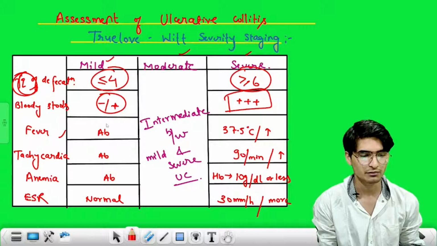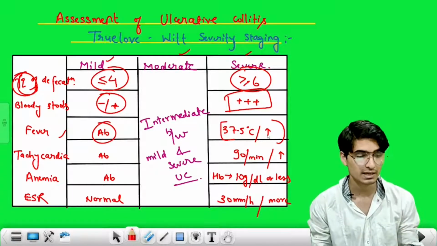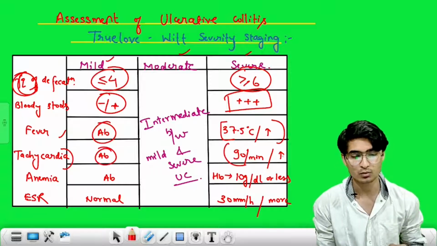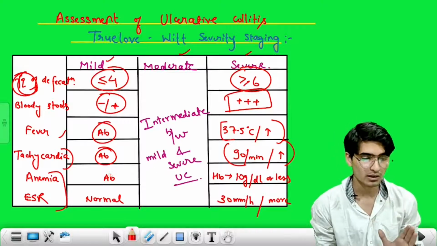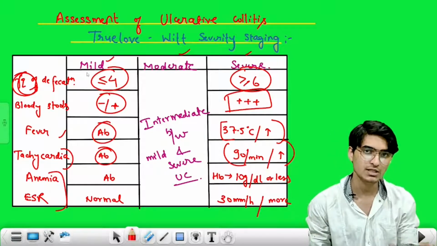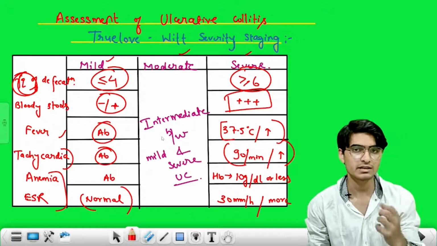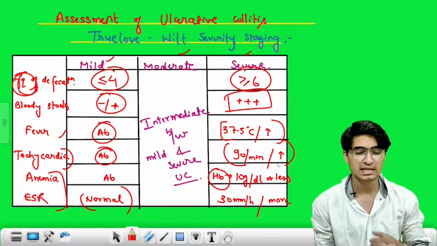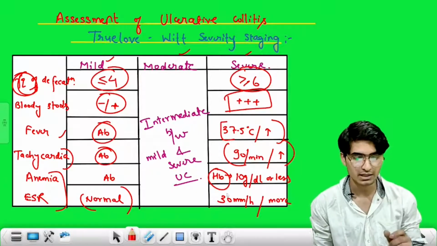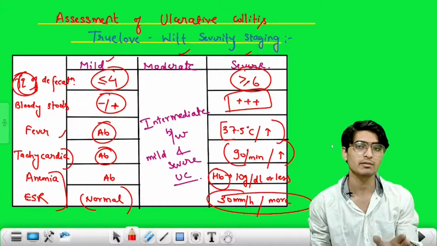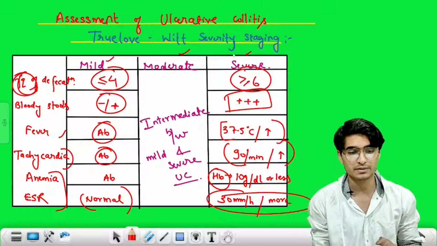The third thing is fever, which is absent in mild UC but is more than 37.5 degrees Celsius in severe UC. Subsequently, tachycardia is absent in mild UC but more than 90 in severe UC. Then the blood findings, anemia and ESR: the hemoglobin level is normal in mild UC, and ESR is also normal. Anemia is there in moderate UC, with hemoglobin less than 10, and if it is less than 6, that is the severe category of anemia. ESR more than 30 mm/hour, a higher level of ESR, is there in severe UC.